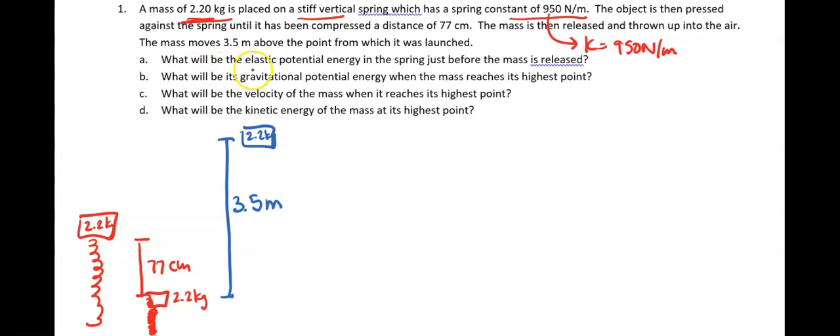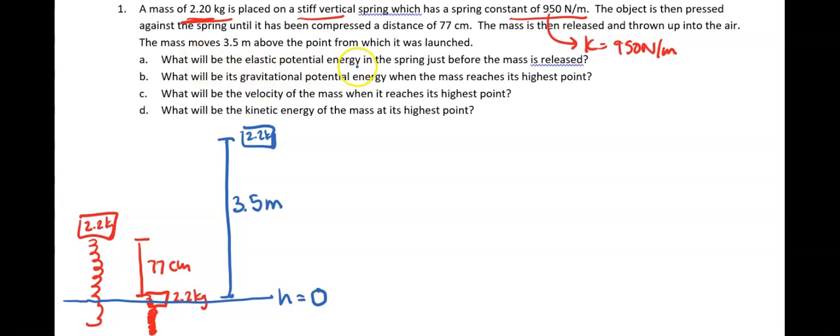What will be the elastic potential energy in the spring just before the mass is released? Sorry, first thing we do after we draw our picture is choose a starting point, meaning where we define gravitational potential energy to be zero. I usually choose wherever the object is starting, as my initial height of zero. So once the spring has been compressed down, let's choose that as h equals zero.